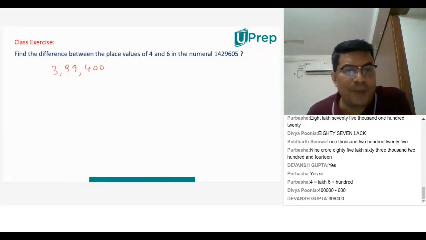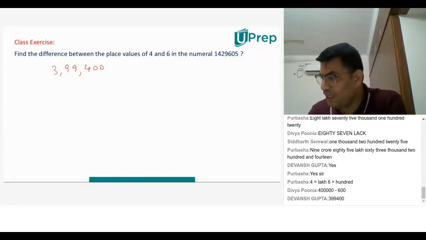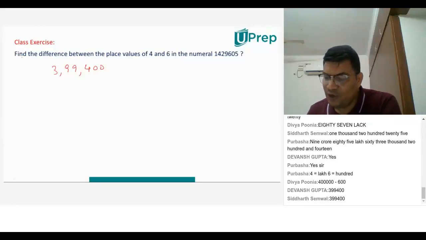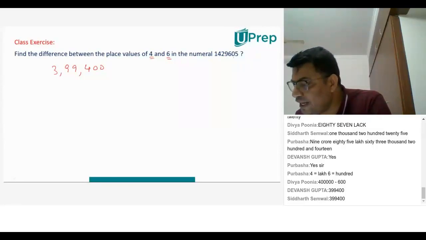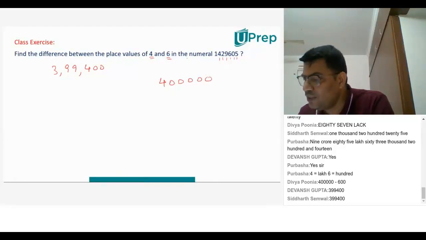Let's take a quick look. People who could not solve that, let's quickly look at this. He's asking you to find the difference between the place values of 4 and 6. What is the place value of 4? 4 is in which place? Unit, tens, hundreds, thousand, 10,000, 4 lakhs. Therefore, the place value of 4 is 4 lakhs. And what is the place value of 6? 6 is in the hundreds place. The place value is 600.